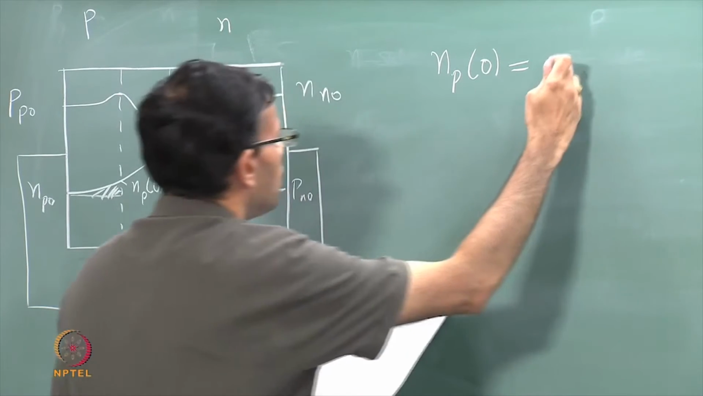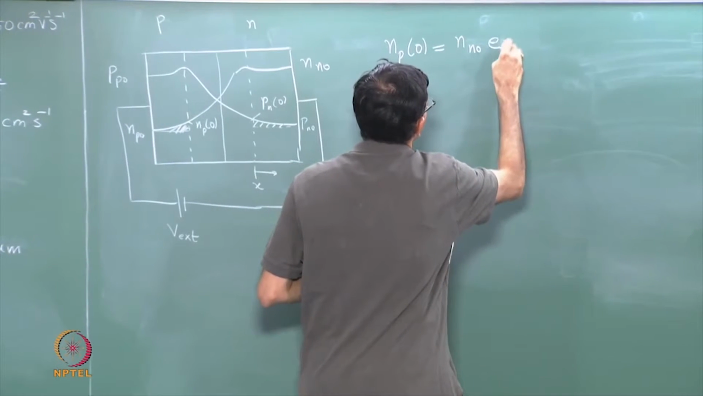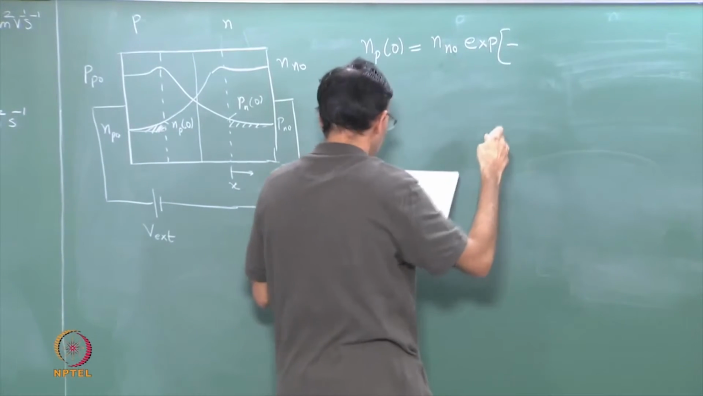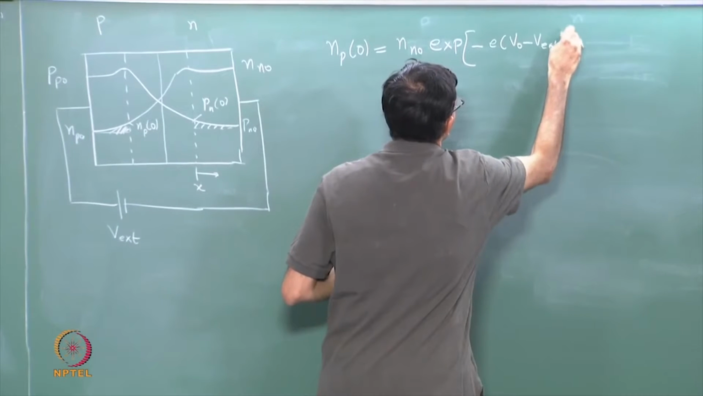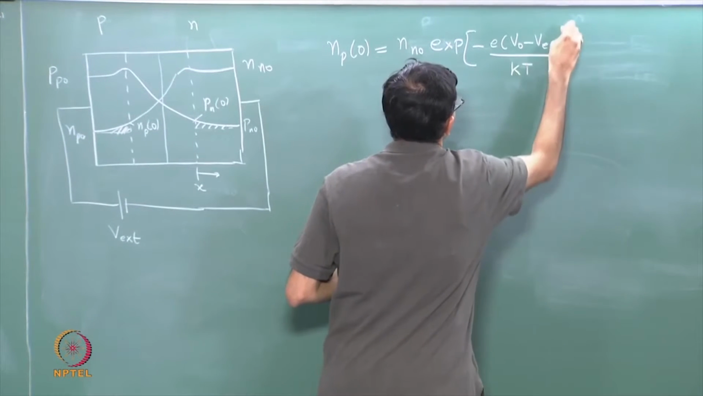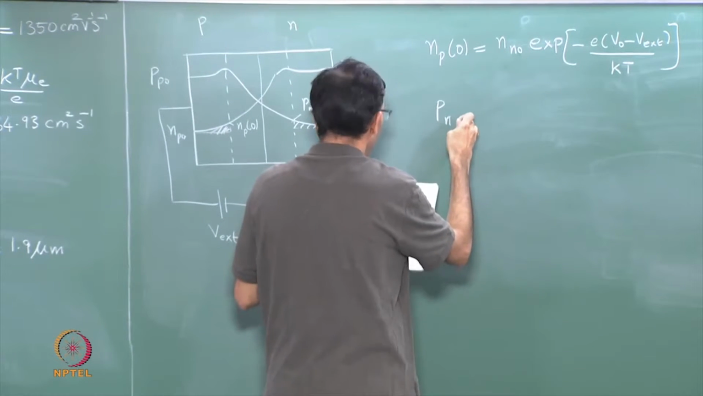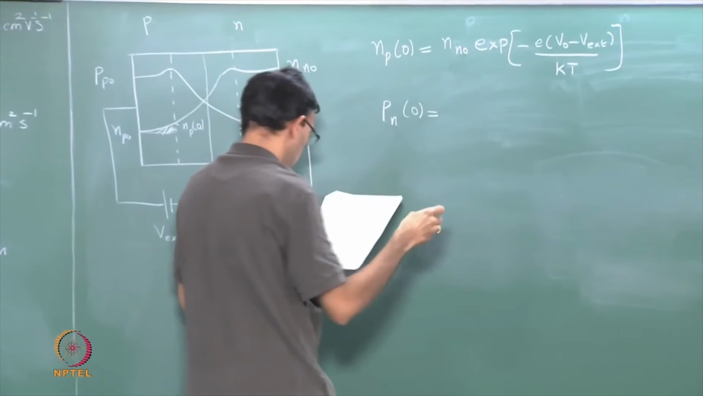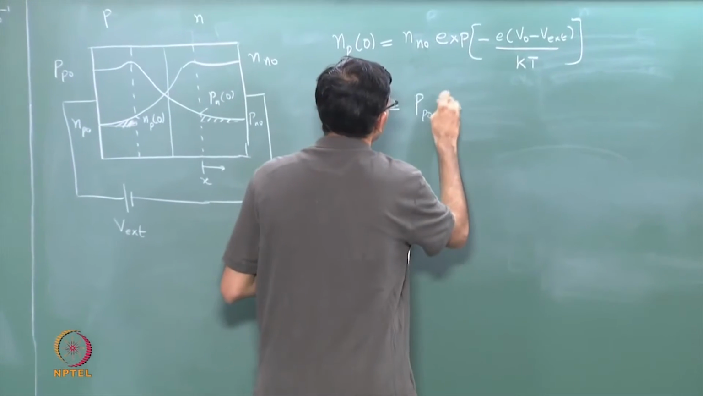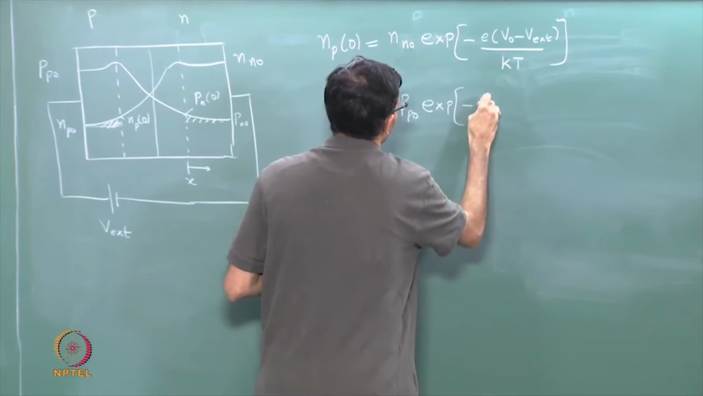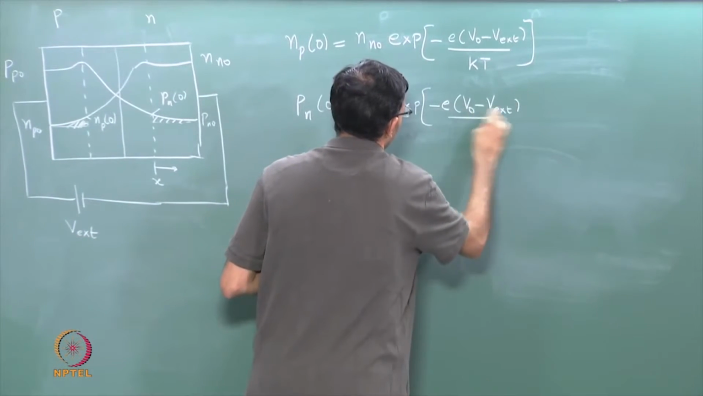NP naught, which is your excess electrons, naught exponential minus E T, P N naught, exponential minus E V naught minus V external over KT.